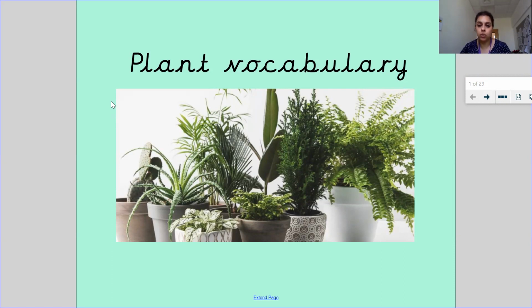I know a lot of you know a lot of things about plants already. So you know about the roots and the stem. We're going to go through it in a little bit more detail now, and you'll go through it in even more detail in your lesson. So let's have a look at some of our words.